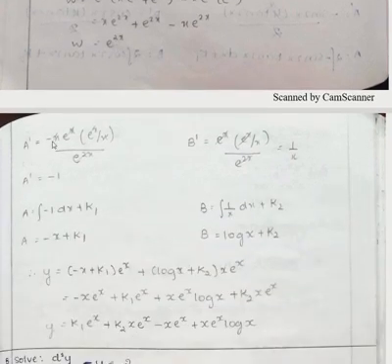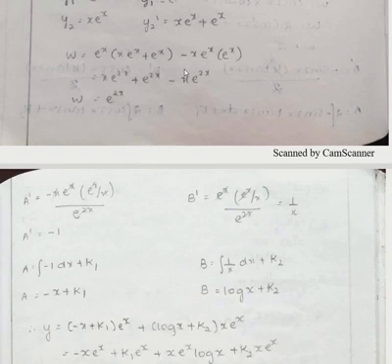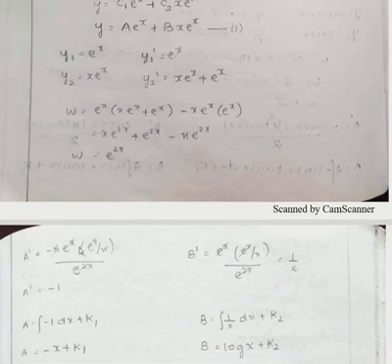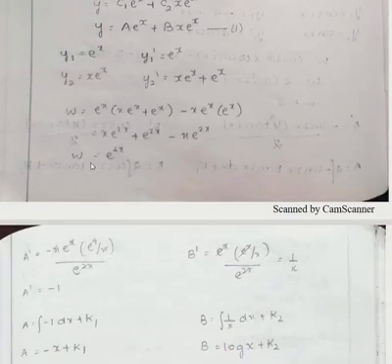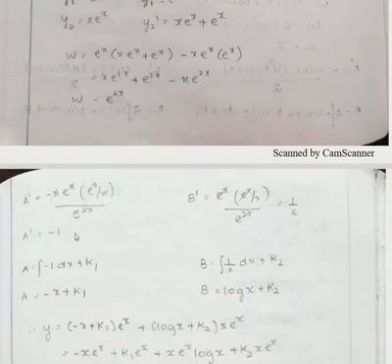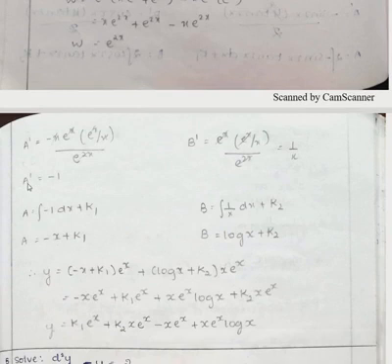Next, A' = −y2 φ(x) / W, where y2 is x e^x and φ(x) is the RHS. Therefore x e^x into e^x / x, divided by W, which is e^(2x). The e^(2x) gets cancelled, here 1 by x, and the x gets cancelled, only −1. Integrating on both sides, the integration of A' is A, equal to the integration of −1 dx plus the integration constant k1. Therefore capital A = −x + k1.